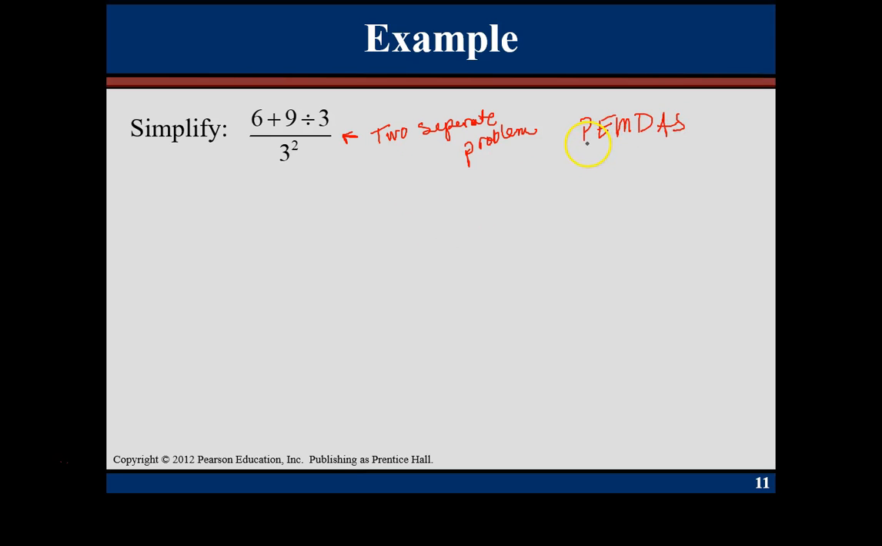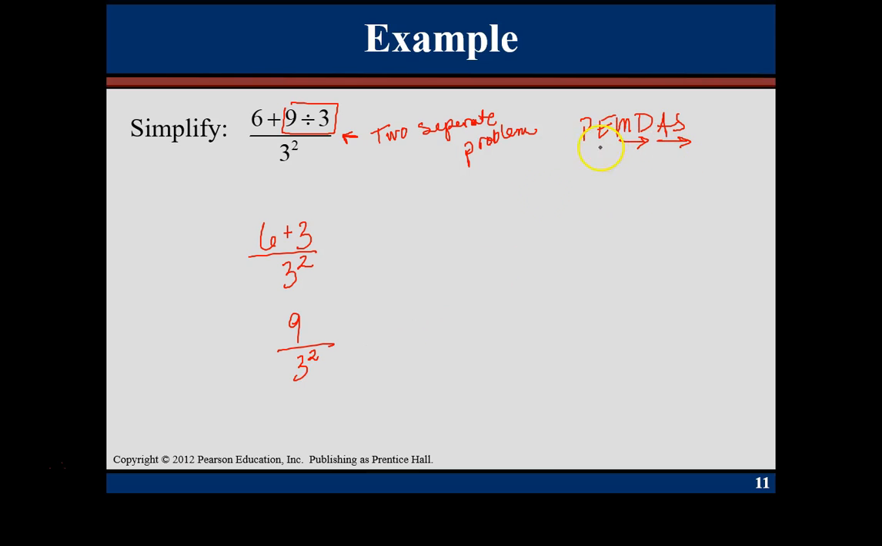Well, I have no parentheses up top. I have no exponents, so I have to do multiplication and division from left to right. 9 divided by 3 is 3. Just rewrite everything else. Now addition and subtraction. Well, I only have the addition, and 3 plus 6 plus 3 is 9. I'm down to one number on the top, so now I'll worry about the bottom.